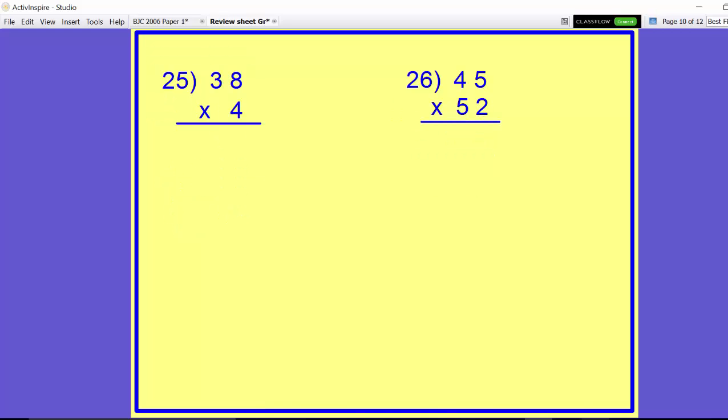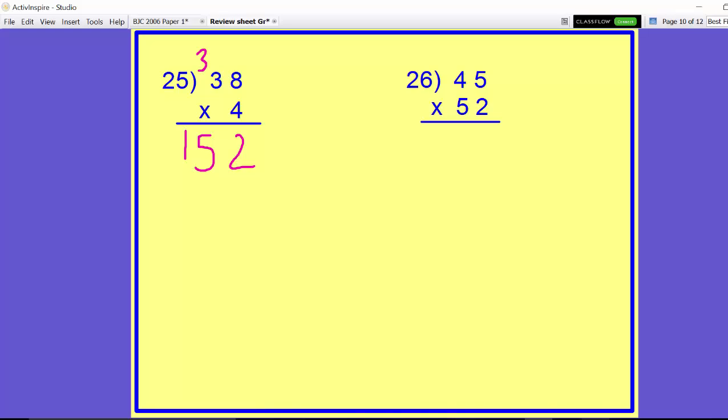Next, we're multiplying. 38 times 4. 8 times 4 is 32. We're going to bring down the 2 and carry the 3. 4 times 3 is 12, plus 3 is 15. 152 is our answer. Now we have 45 times 52.